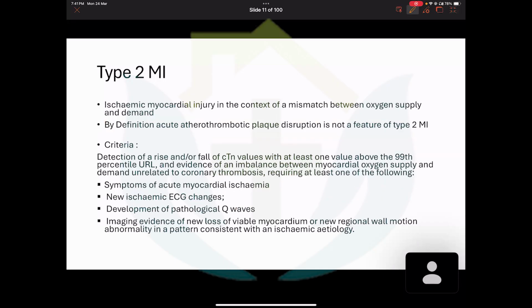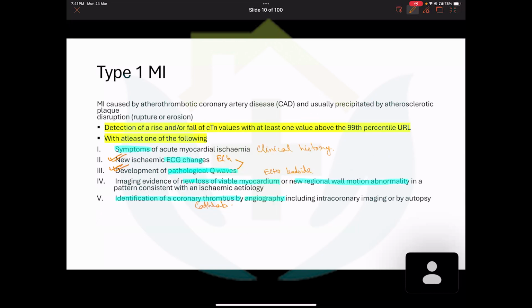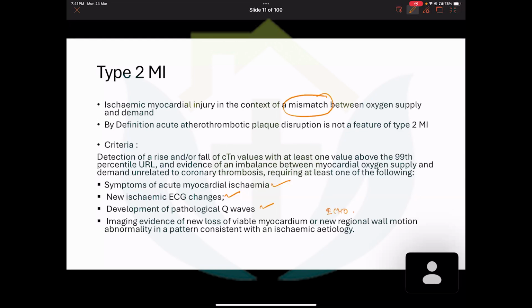Type 2 AMI is almost the same. Symptoms are the same. Ischemic ECG changes are the same. Pathological Q waves are also the same. Echo findings are the same. The only thing is that because here it is an oxygen supply demand mismatch, the feature of coronary thrombus by angiography will not be present. Okay, so that is type 2 AMI. By definition, acute plaque disruption will not be a feature of type 2 AMI, and this is the most common AMI in a general ICU.